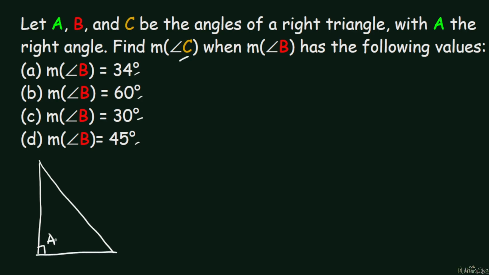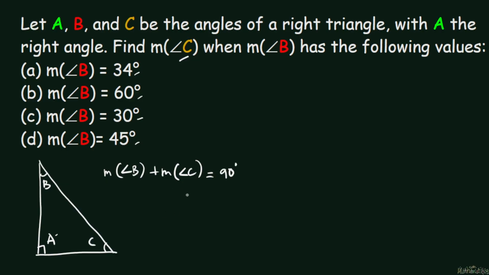So this is your angle A, that is 90 degrees. Say this is our angle B, and this is our angle C. So from the theorem that the sum of the two angles aside from the right angle is equal to 90 degrees, the measure of angle B plus the measure of angle C is equal to 90 degrees.